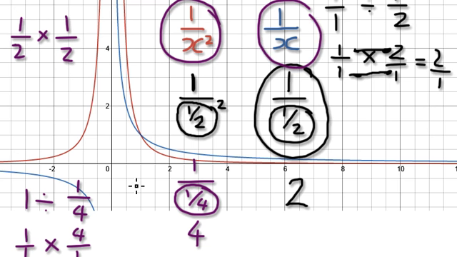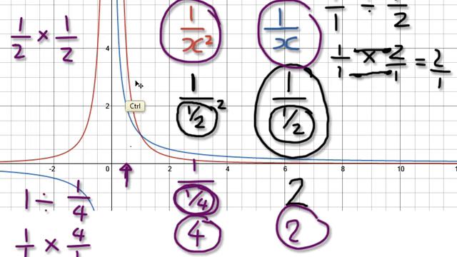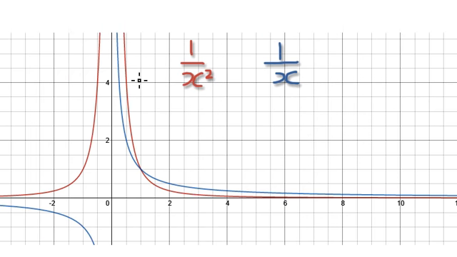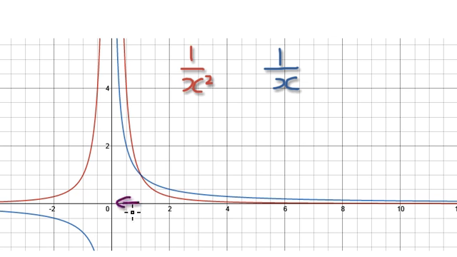This here will be 2, meaning that when x is less than 1, the red line will always be bigger than the blue line, because here you've got 1 divided by a quarter, which will be 4. Here you've got 1 divided by a half, which will be 2. You see, the red line will always be bigger than the blue line when x is less than 1. And look what happens when you're on the negative side now.